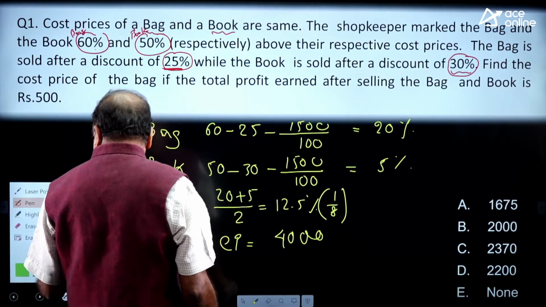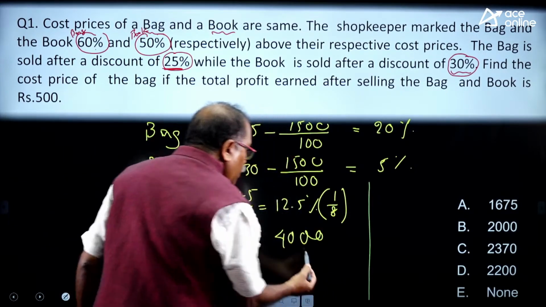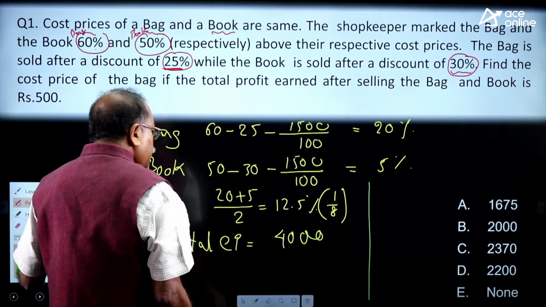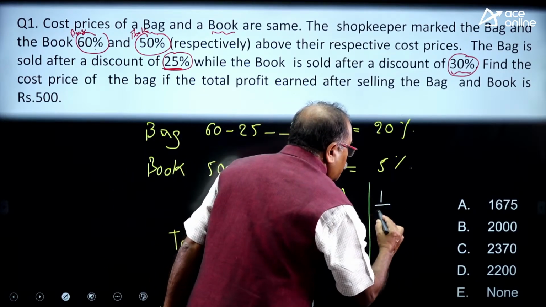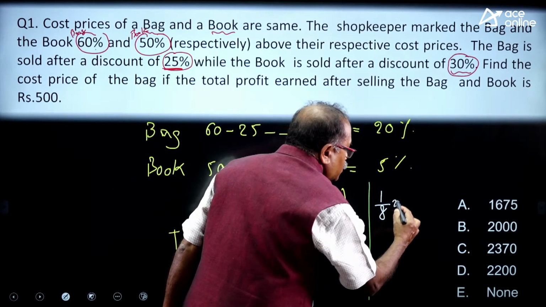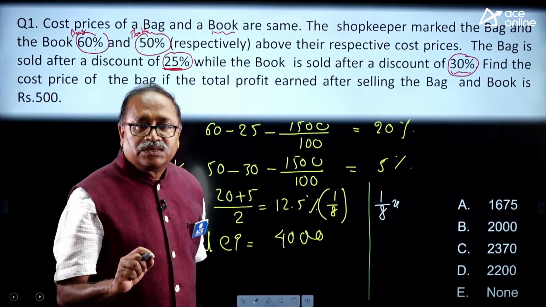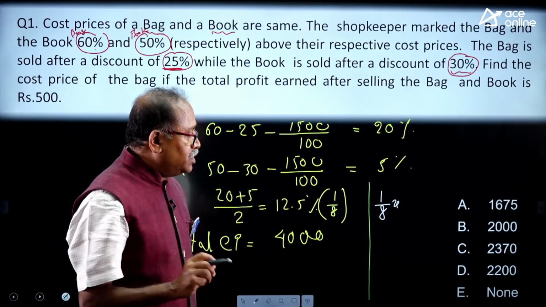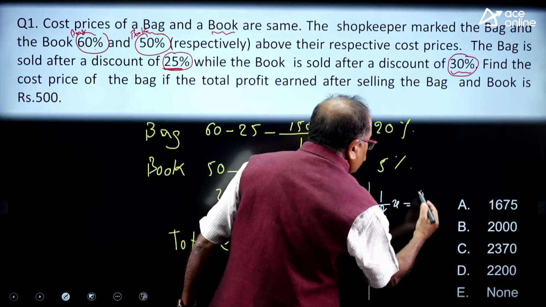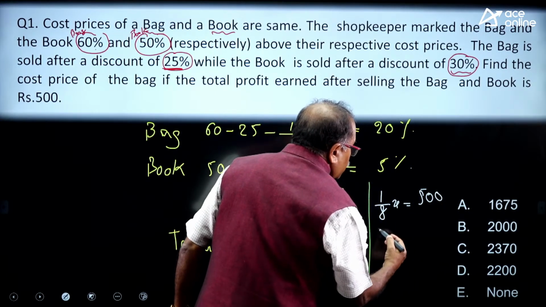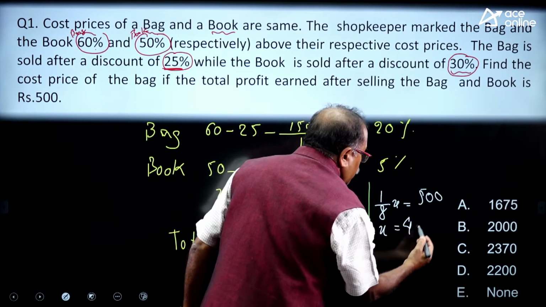If there is any difficulty understanding this part, how did I write this one? I am taking this separate part over here. Look at this one. 1/8 of, let's assume the total cost price is X. CP1 plus CP2 is X. So 1/8 of X is equal to 500. That is what the profit is. Then what is X? So X is equal to 4,000.